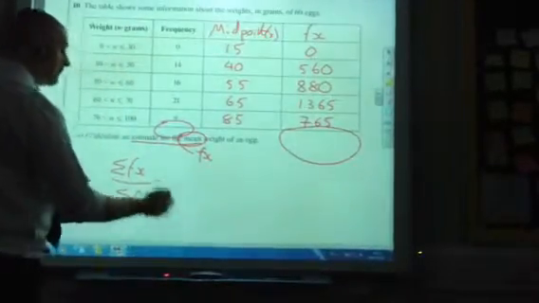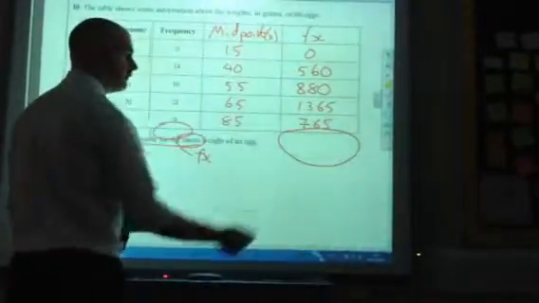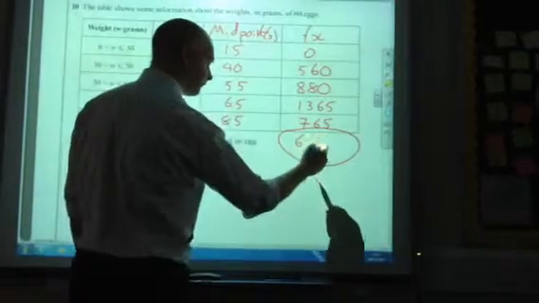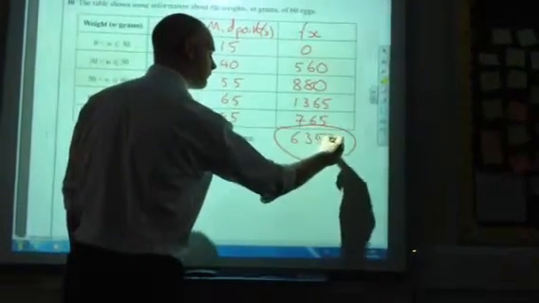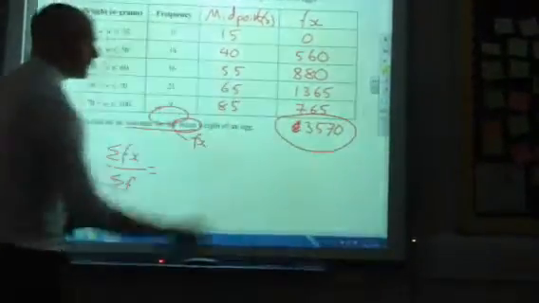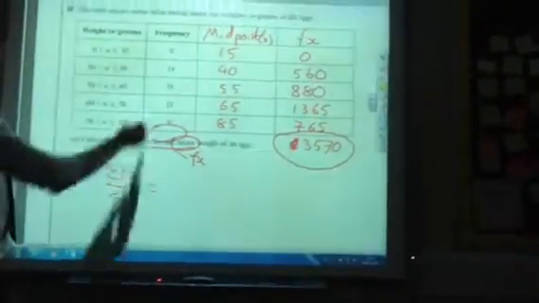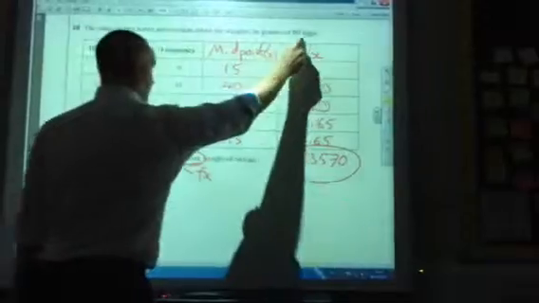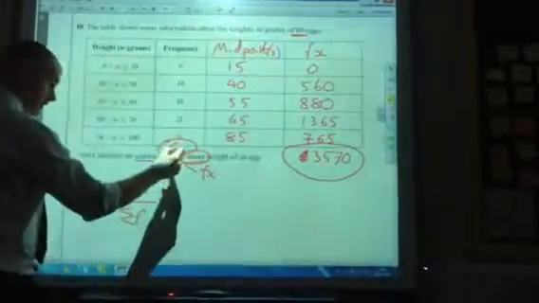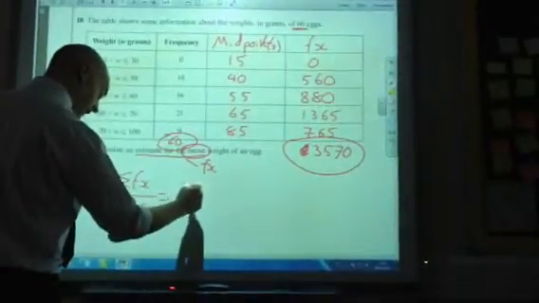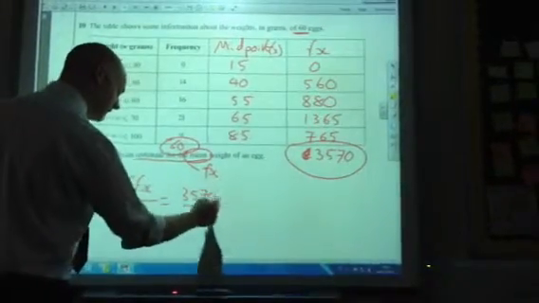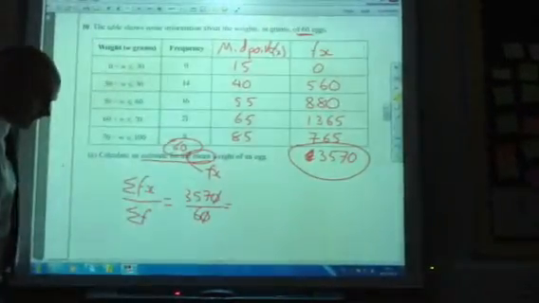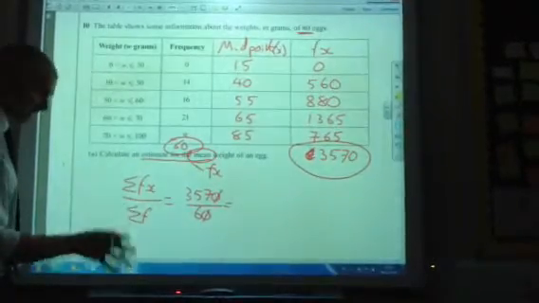I'm going to ask someone in the room to tell me the total of the fx column. 3570. Adding up here, that is 60. So my answer is 3570 divided by 60. When you divide that, it's the same as 357 over 6, which is very close to 60, I imagine.